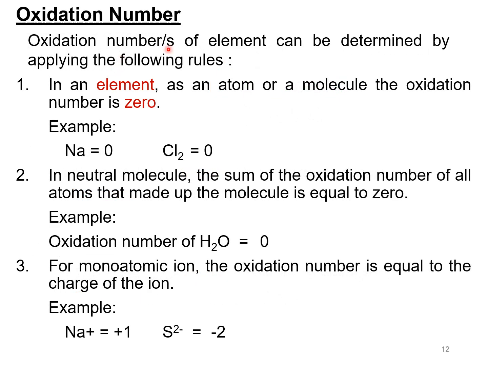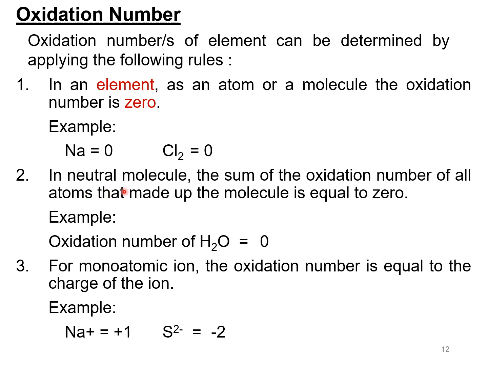Untuk tahu oxidation number sesebuah elemen, kita boleh tahu by these following rules. Okay, the first one, nak tahu oxidation number of an element for atom atau molecule, oxidation number dia adalah 0. For example, if you have Na atom, oxidation number for Na element will be 0. If you have Cl2 molecules, the oxidation number for chlorine will be 0.